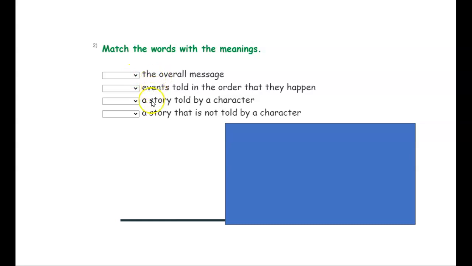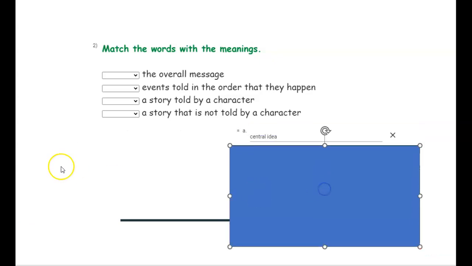So on the test, you're going to see these four statements here, and you're going to choose which meaning goes with each one. So the overall message, I want you to think about what is the overall message. That is going to be the central idea. So you're going to click on this arrow and choose the central idea. So remember, a central idea, think about if we're talking about the center of something, it's going to be what is the core, or what is it mostly about? What is the central idea or the overall message?